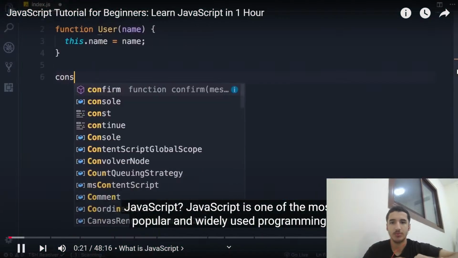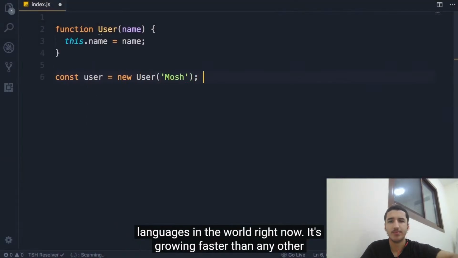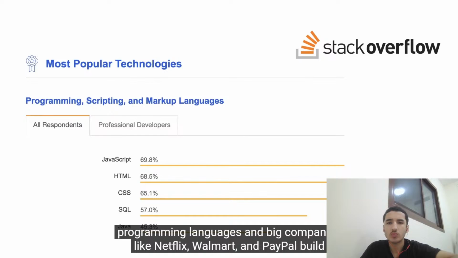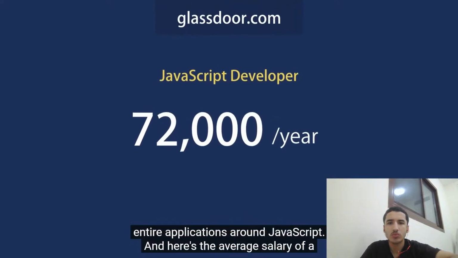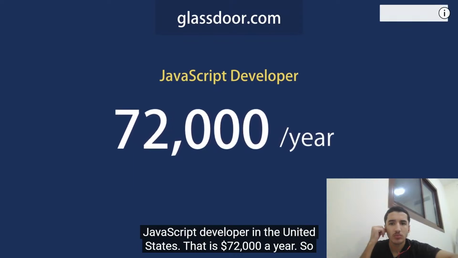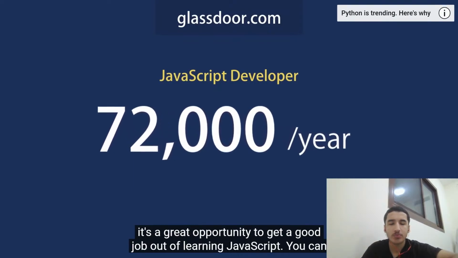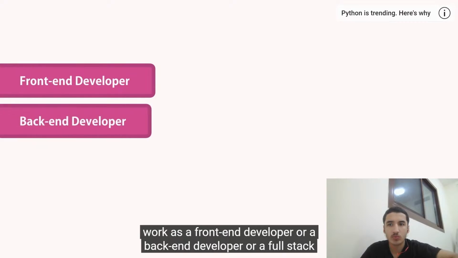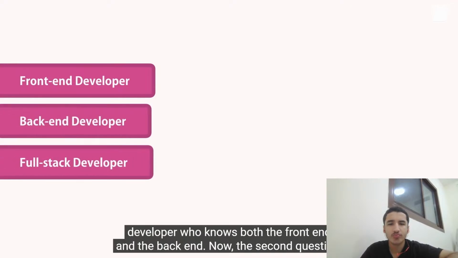What is JavaScript? JavaScript is one of the most popular and widely used programming languages in the world right now. It's growing faster than any other programming language, and big companies like Netflix, Walmart, and PayPal build entire applications around JavaScript. And here's the average salary of a JavaScript developer in the United States. That is $72,000 a year. So it's a great opportunity to get a good job out of learning JavaScript. You can work as a front-end developer, or a back-end developer, or a full-stack developer who knows both the front-end and the back-end.